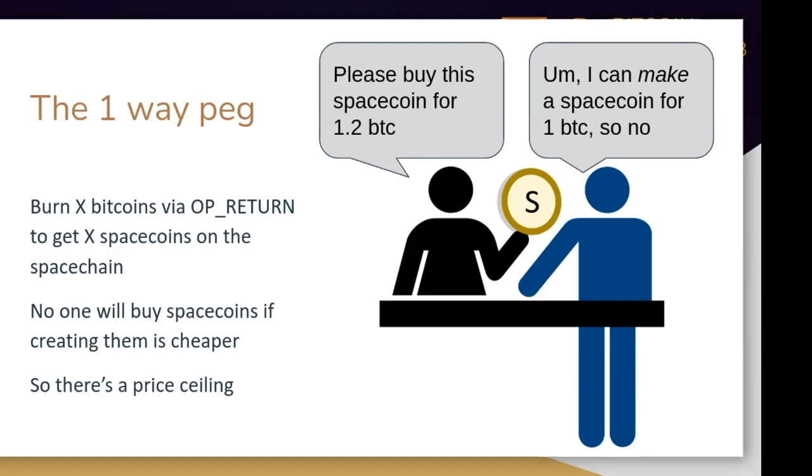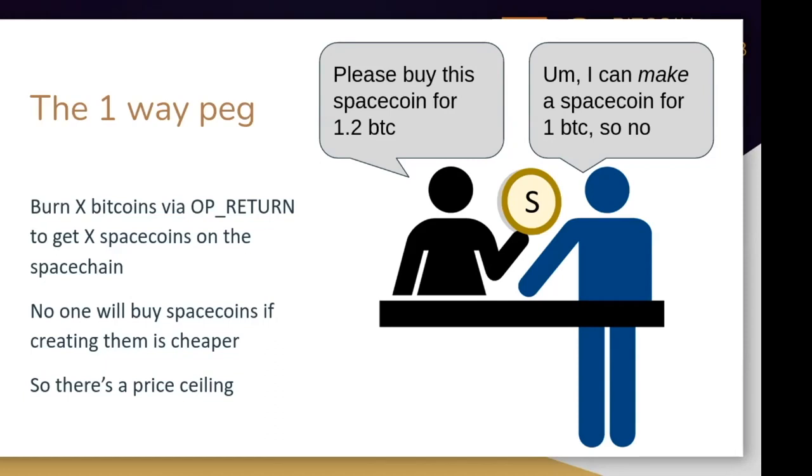Let's say that happened. Someone burned some Bitcoins. They created a space coin with it. They burned 5 of their Bitcoins. They created 5 space coins, and now they want to sell one of them. And so they go up to Mr. Blue Man here and they say, hey, I have a space coin here that I created by burning a Bitcoin, and I would like to sell it to you for more than a Bitcoin, for 1.2 in this case.